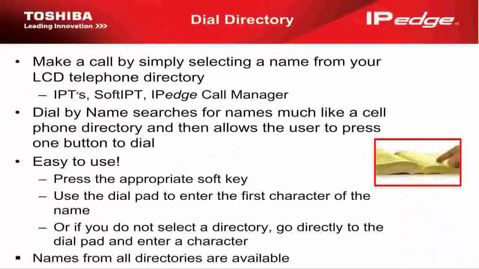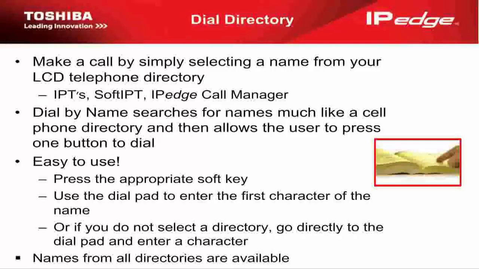With Dial Directory, you can make a call by selecting a name from your LCD telephone directory. Your telephone will display names, first name, last name, or vice versa, depending on the way they have been programmed in the IPedge system. All directory names are sorted alphabetically. The Dial Directory feature searches for names much like a cell phone directory, and then allows the user to press one button to dial. This feature also includes speed dialing and internal directory names.